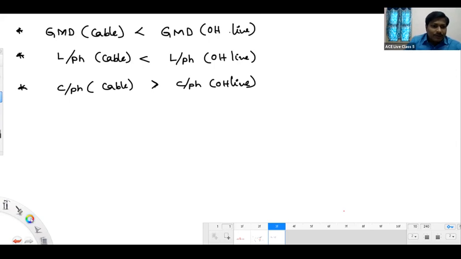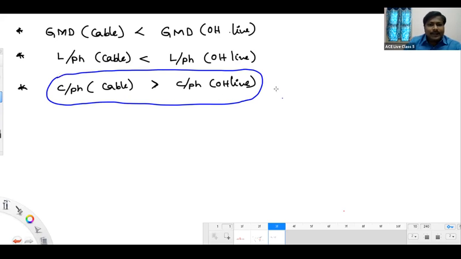Let me say this as another point. I am asking you one very simple question now. How come you know capacitance of cable is greater compared to capacitance of overhead line? One thing already we said: for cable, GMD is a low value.